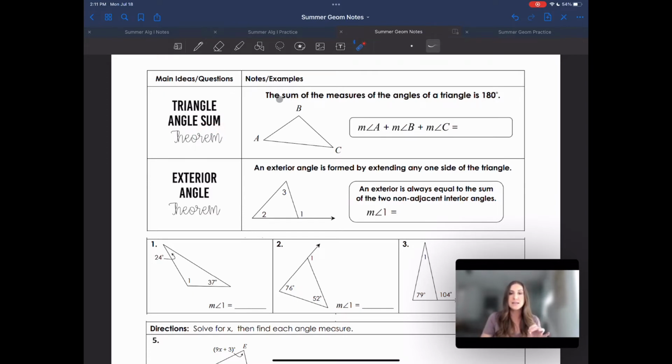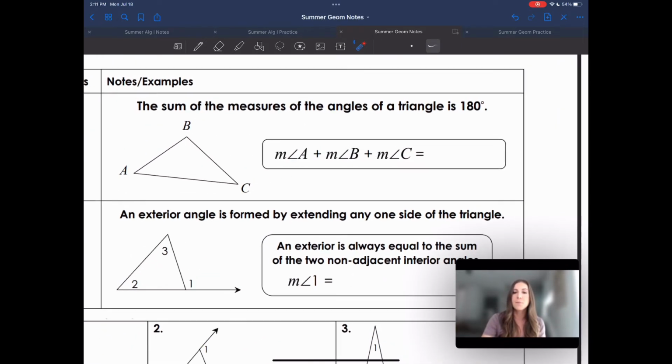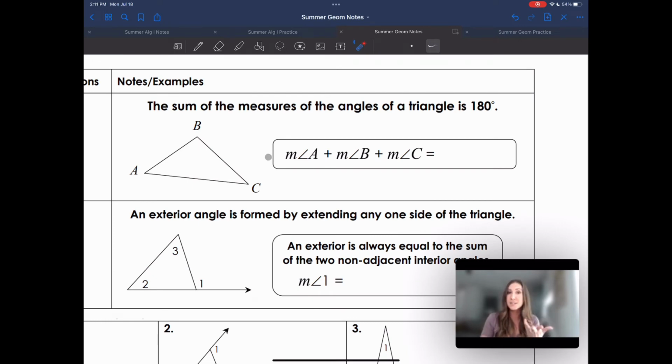Okay, now the theorem says the sum of the measures of the angles of a triangle is 180 degrees. Now, there's a whole proof behind this that your teacher may go into. Hopefully they do, because it's an interesting proof. But I'm not here to prove this to you. I'm here to show it to you and then show you how to use it. So this is true for any triangle in the world. As long as it forms a triangle, all the angles will always add up to 180 degrees. Okay, so more specifically here in this triangle ABC, it says the measure of angle A, that's what that little m means, plus the measure of angle B, plus the measure of angle C, all equals 180 degrees.